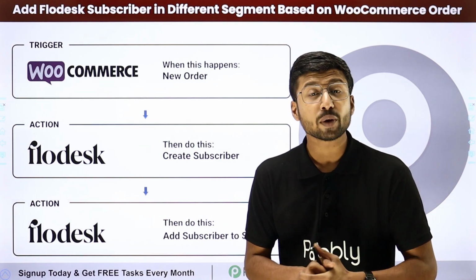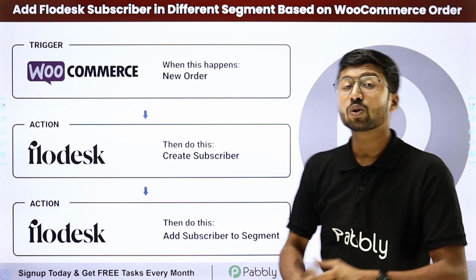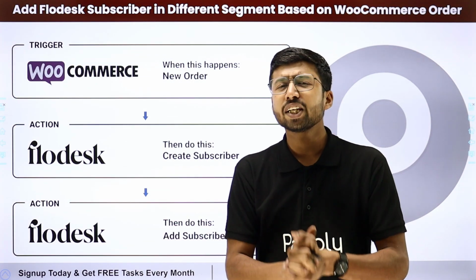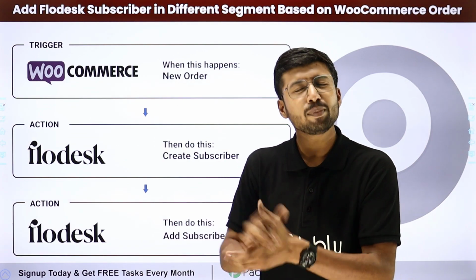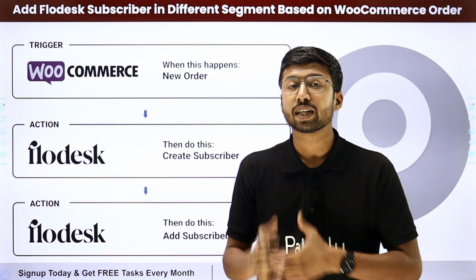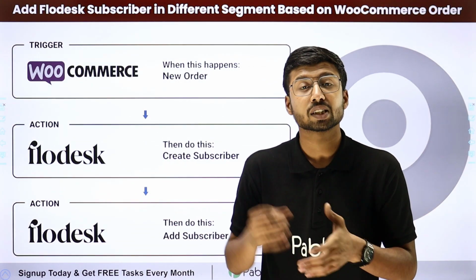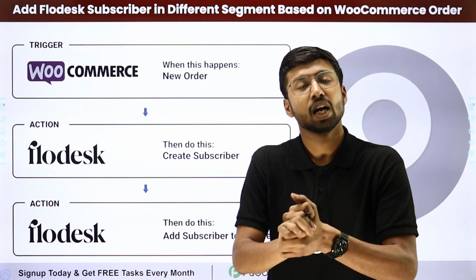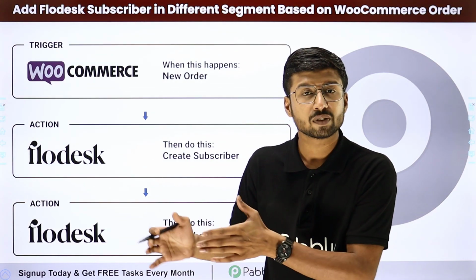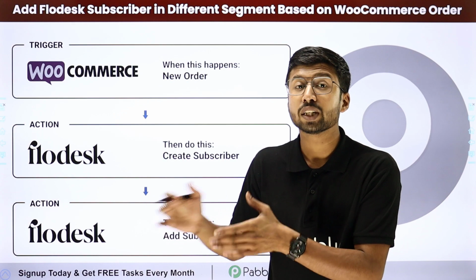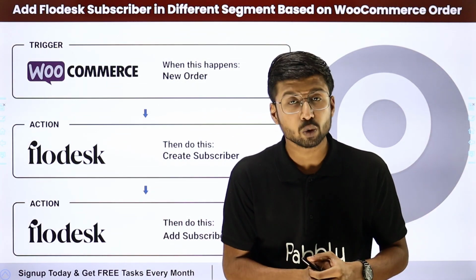So in this video, we are going to learn how to add Flodesk subscribers in different segments based on a WooCommerce order. Now let's say you are using WooCommerce as an e-commerce platform and Flodesk as an email marketing platform. Now you want that whenever a customer makes a purchase in WooCommerce, you add that customer as a subscriber in Flodesk. But you also want to add that subscriber into a specific segment based on what product the customer has purchased in WooCommerce.